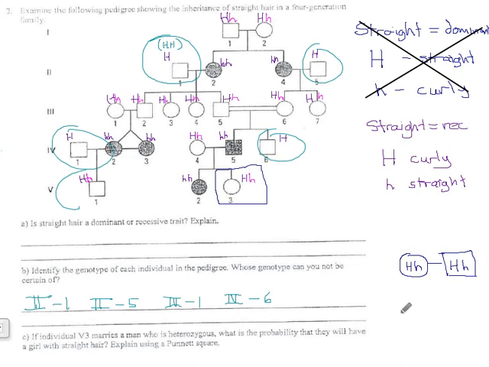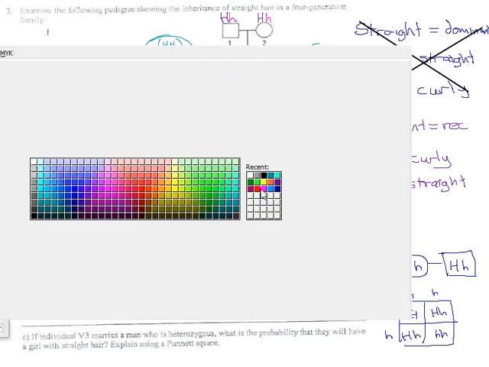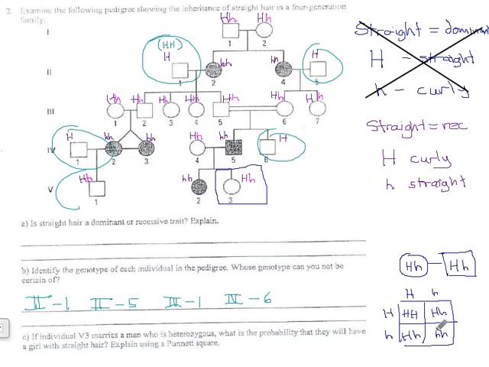Okay, well, we can do a Punnett Square for these pretty easily. Her eggs contain either big H or little h, and his sperm contain big H or little h, so they will produce. Those are the 4 possible kids they could have. So what is the probability they'll have a girl with straight hair? Well, straight hair only happens from little h, meaning this.